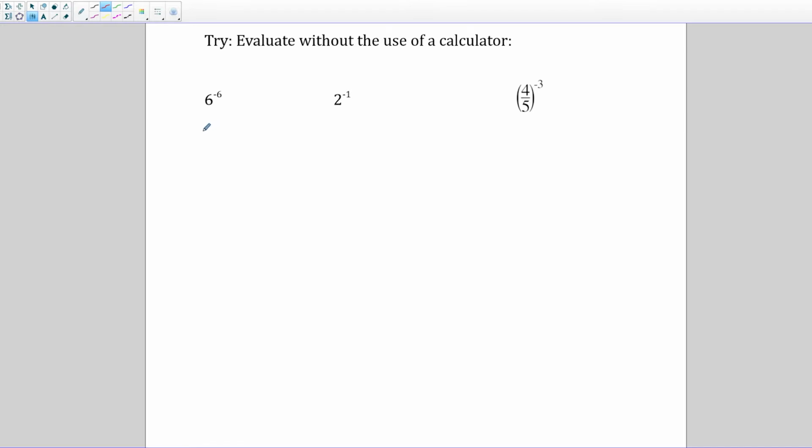So using our newly minted negative exponent law, let's go ahead and simplify these by turning these into powers with positive exponents. Since I have 6 to the power of negative 6, I'm going to rewrite this as 1 over 6 to the power of 6. Using my trusty calculator, I know that 6 to the power of 6 is 46,656. So my final answer is 1 over 46,656. 2 to the power of negative 1 is really just the same thing as 1 over 2 to the power of 1, which is just 1/2.